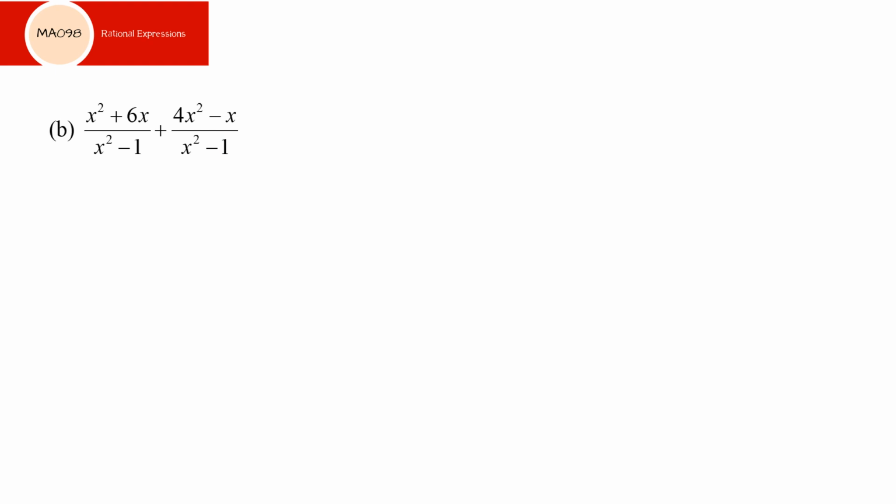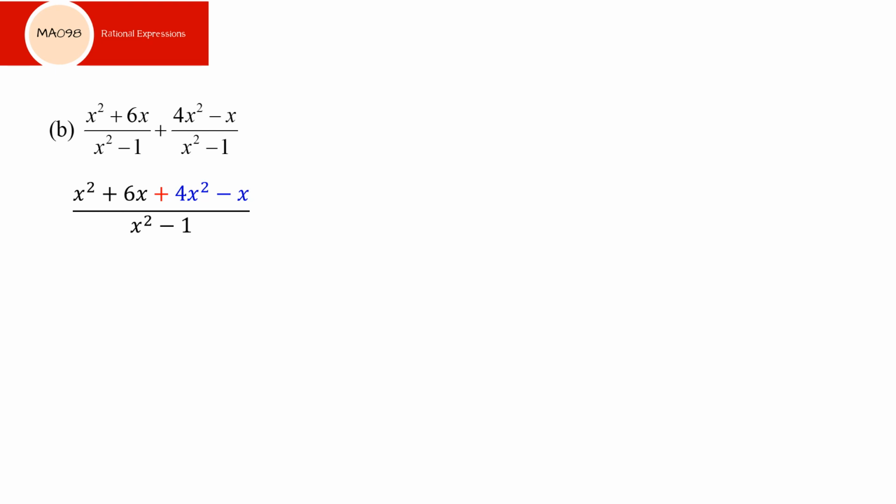Now let's look at another example. For this one, we have a common denominator, x squared minus 1. Just like the last one we did, we're going to add the tops. Why am I adding the tops? Because I'm adding the two fractions together. So I have x squared plus 6x plus 4x squared minus x.